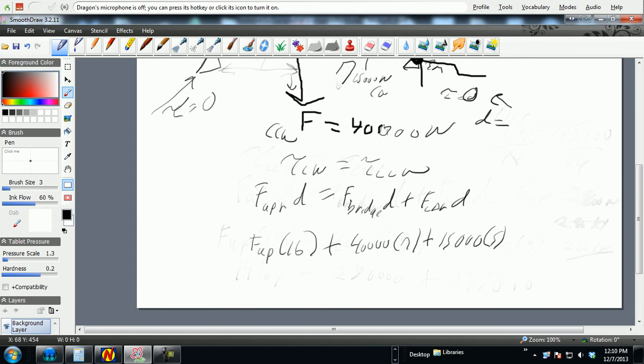Alright, this right here should be a what? Equal sign right there, right? Because it's an equation. 7 times that is 280,000 again. That becomes 125,000. 16F up, divided by 16, divided by 16, and let's see what we get.